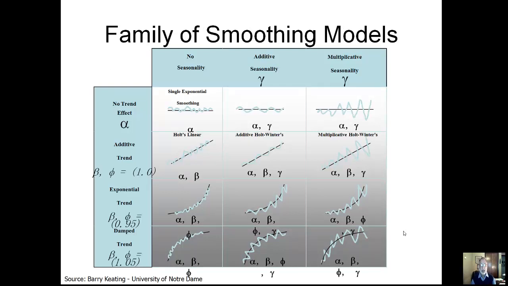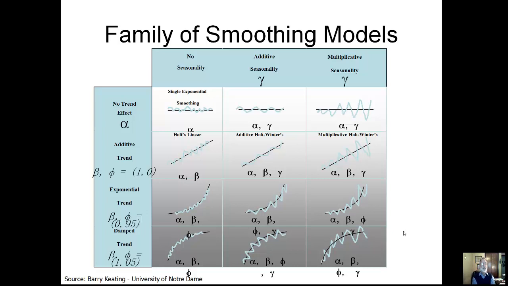Understanding the proper use of smoothing techniques really requires us to have a pretty good understanding of the data that we're looking at. This is called Pagel's classification system, and it's taken from Barry Keating's book. If you look across the top, what we have is data in which there's no seasonality as a possibility, additive seasonality, or multiplicative seasonality. Down across the left-hand side, what we see is no trend in the data, an additive trend, an exponential trend, or a damped trend. Those are the three possibilities.